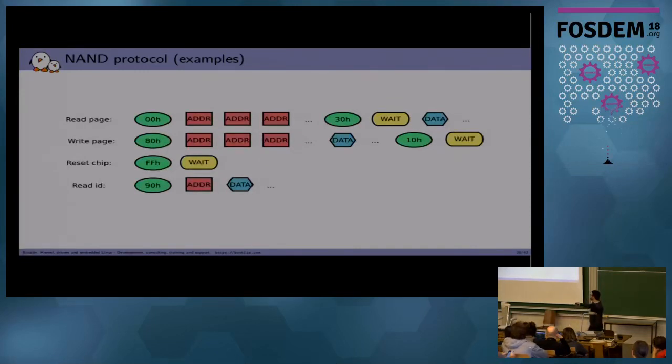Some commands are a bit less complicated. For instance, the reset one is just the FF command, 1 byte, and then the chip will reset itself and deassert the ready/busy pin for the time it's busy.